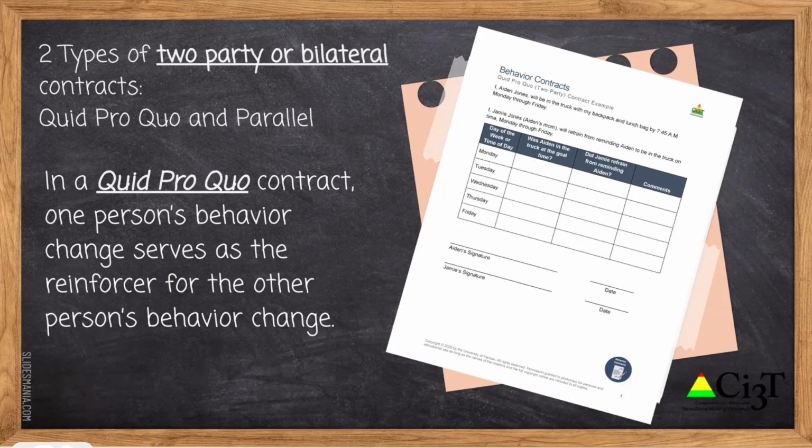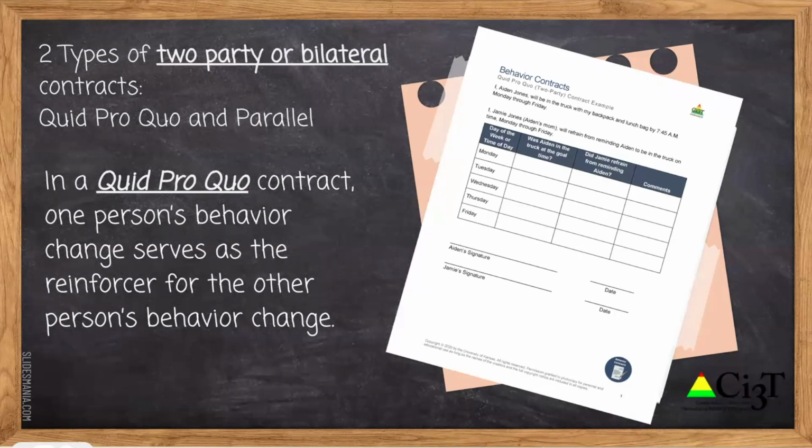So I'm on to him almost every day. Clean your room, pick up your clothes, put your laundry away, whatever it is, every day I'm nagging him and nagging him and nagging him. Well, we write a two-party contract, or a bilateral contract, and it's a quid pro quo.